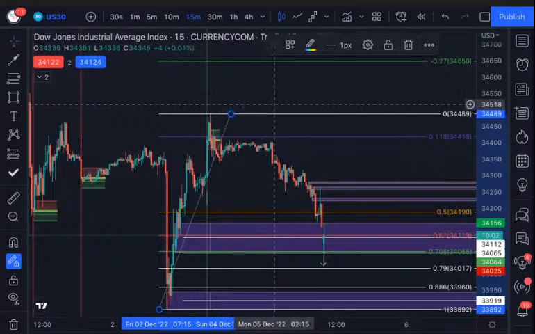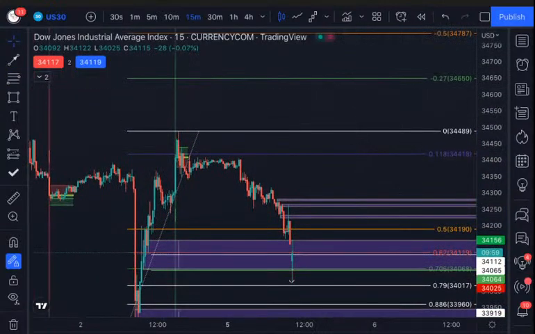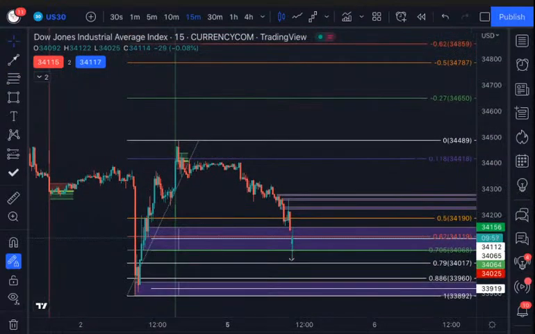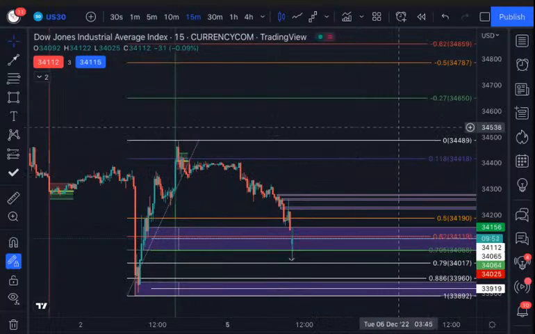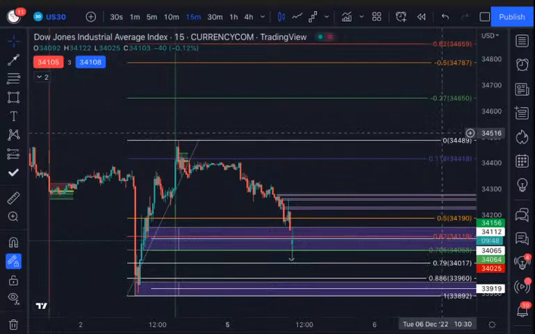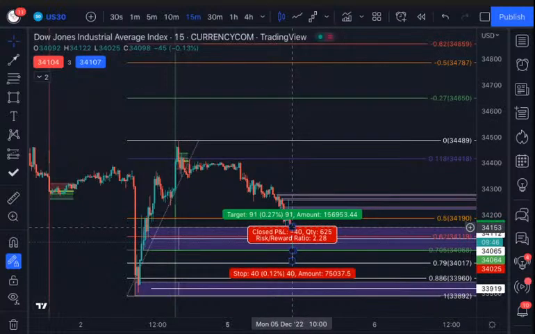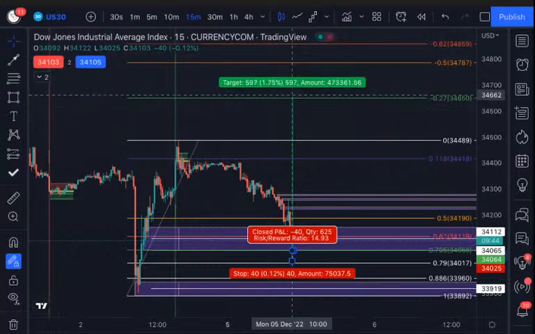Man, if this really holds, we could look at price shooting all the way up to 34650. Yes, all the way up there would be vicious. Once it breaks back above that level, it's going to be interesting.